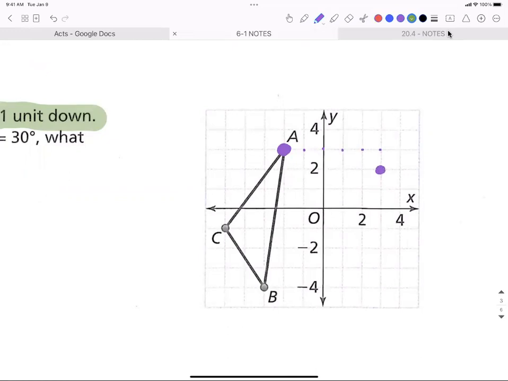And right away, please do this. If you don't label it, it is not complete. Label it quickly, A prime, so you don't forget which point is which. If you start moving them all and you don't label them, you're going to really lose what is what.